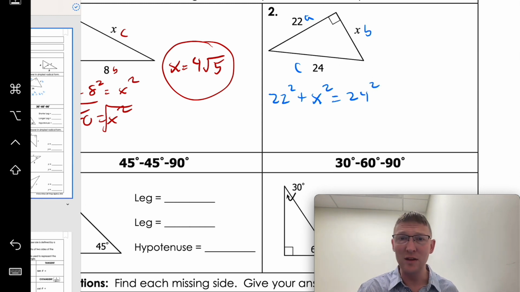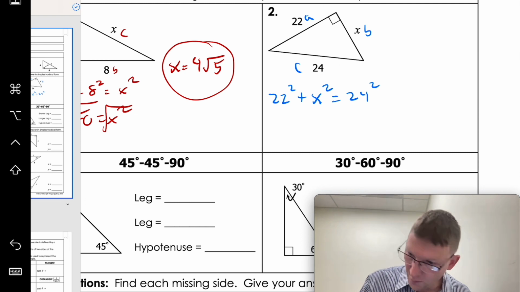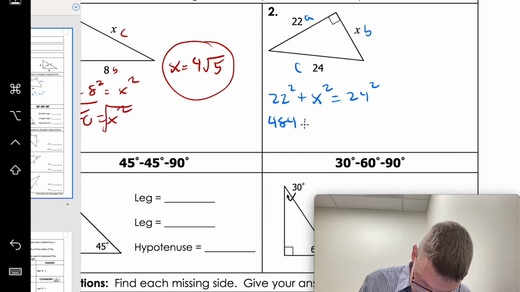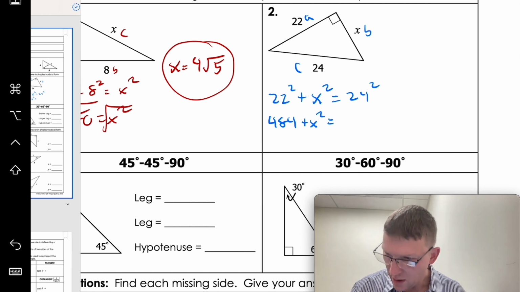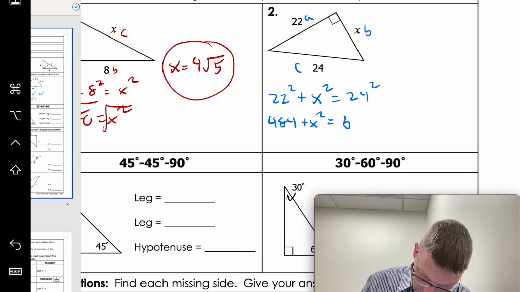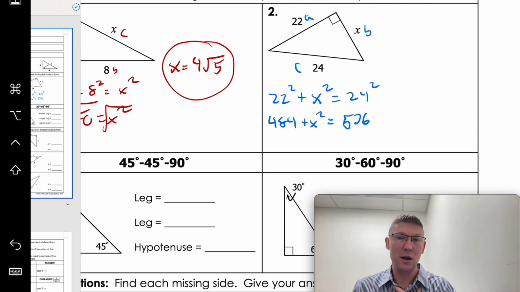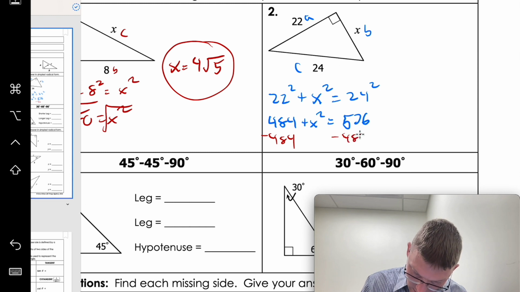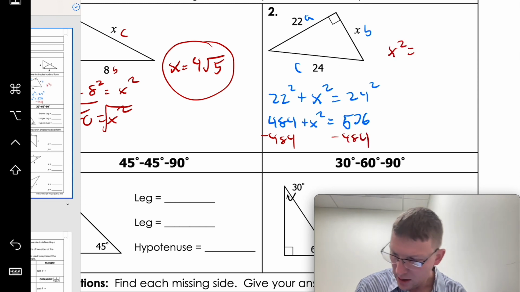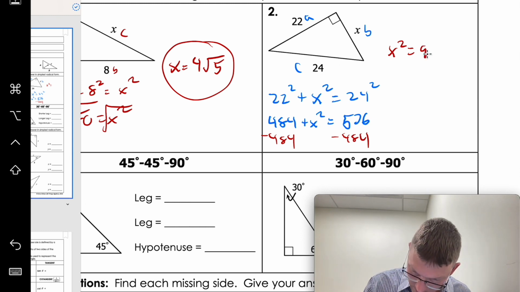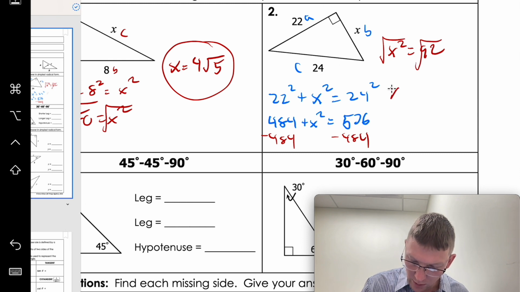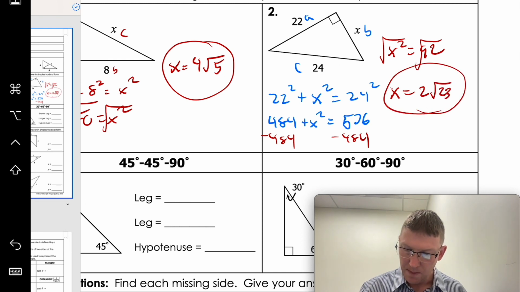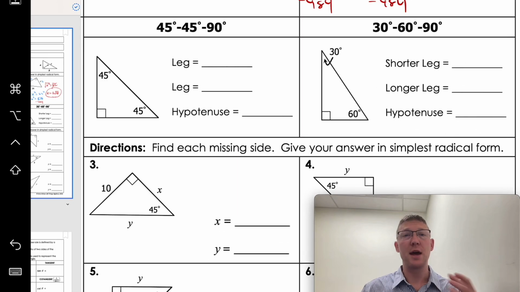The way I like to solve these is to turn everything into numbers so that I don't have to deal with squares. 22 squared is 484, plus x squared equals 24 squared, which is 576. In my brain, it helps me see it a little bit better. From here, we're just going to subtract 484 from both sides, and then we have x squared equals 92. We're going to square root both sides, then simplify that square root, and we'll end up with 2 square root of 23 as our final x.